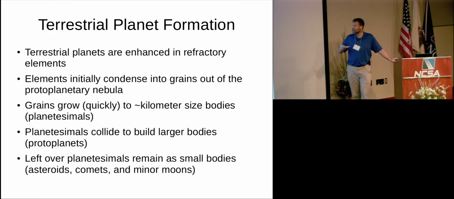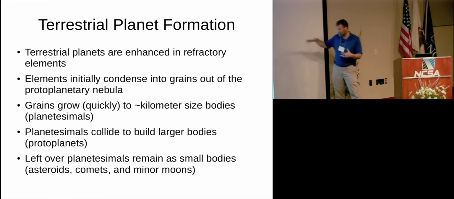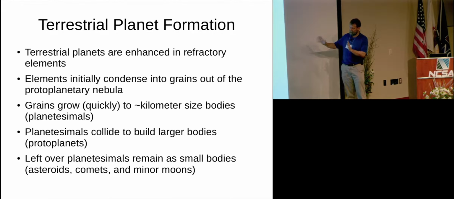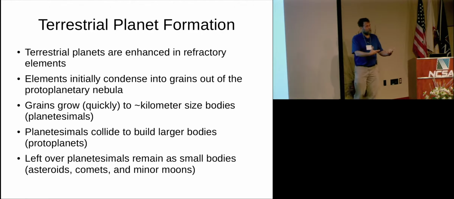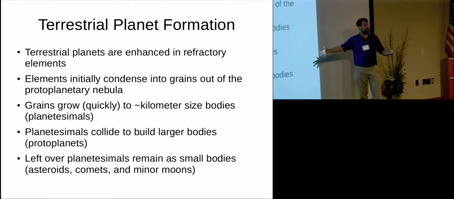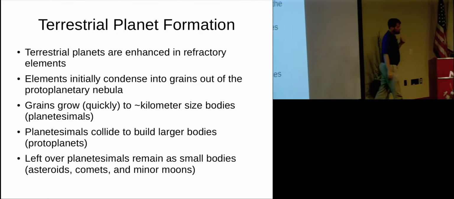These grains do grow to kilometer-sized bodies, which we call planetesimals. Those planetesimals collide to build up larger bodies, which we call protoplanets. And this picture is very nice because not only will this explain planets such as the Earth, but presumably the kilometer-sized bodies that don't end up in Earth will explain the presence of asteroids, comets, and other small bodies in our solar system.